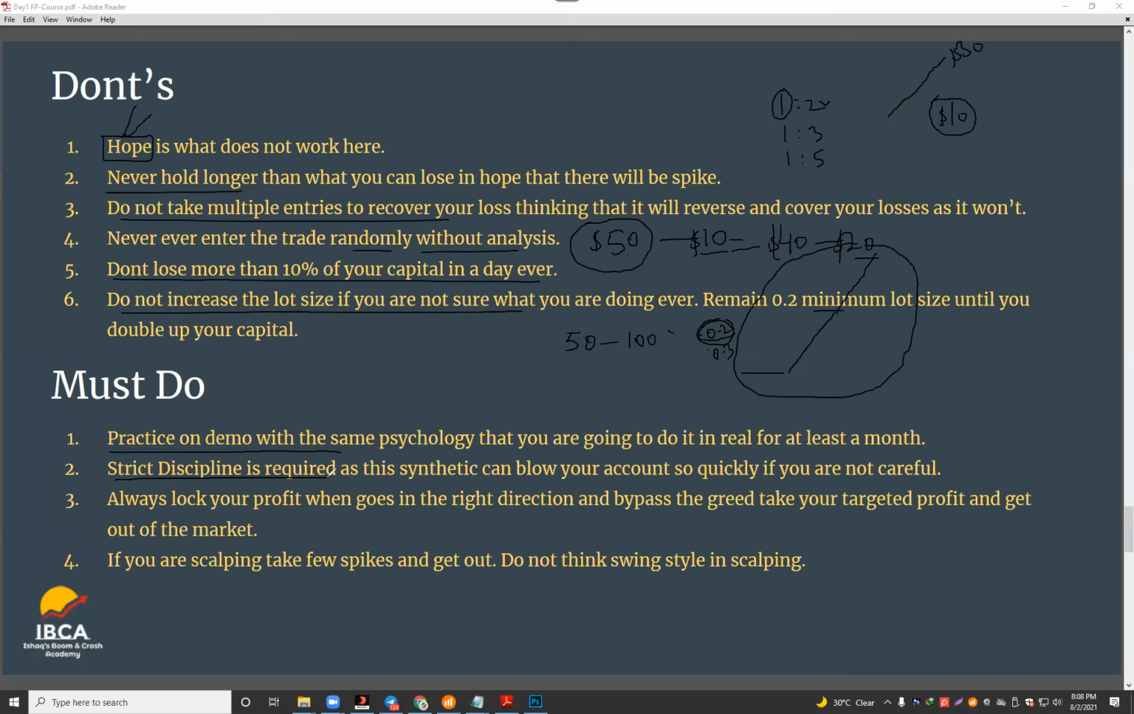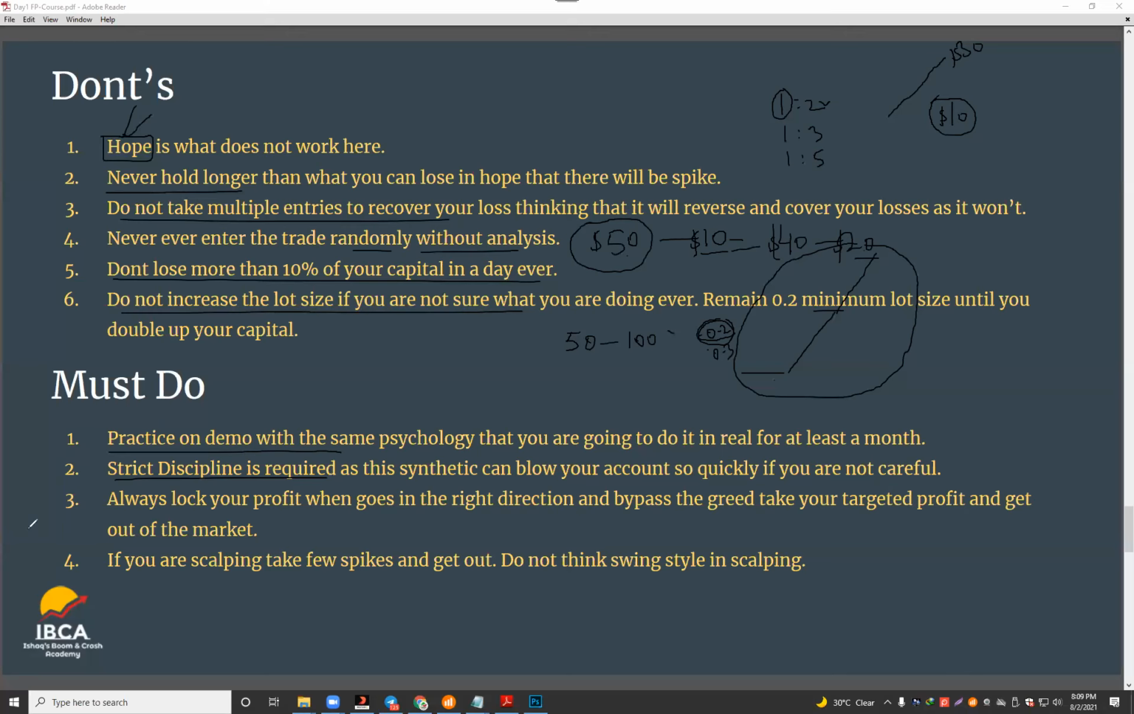Discipline is required. With synthetic indices, if the market goes against you, it is possible that for 3 days it cannot reverse to your entry point. So build discipline with the stop loss and the take profit. When the price is not following you, take a small loss, close the trade, and wait for the right opportunity.